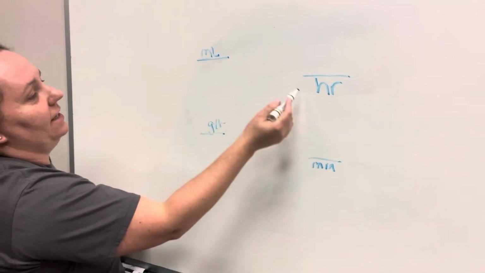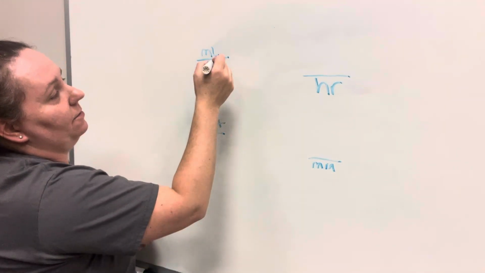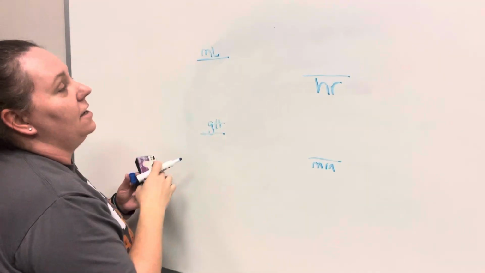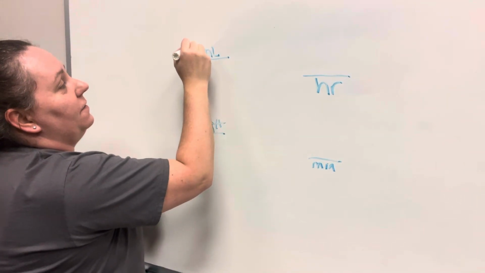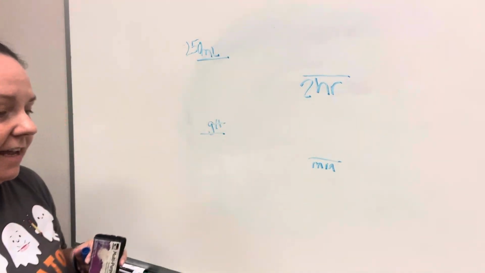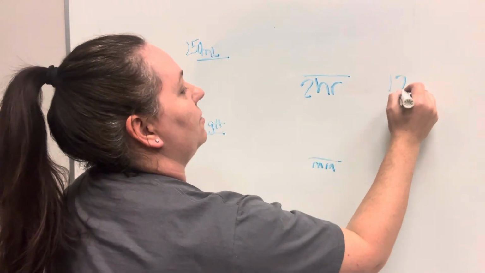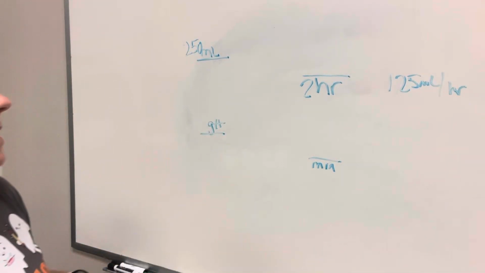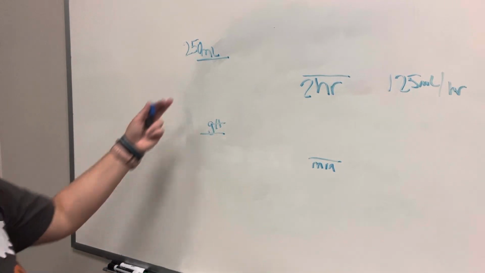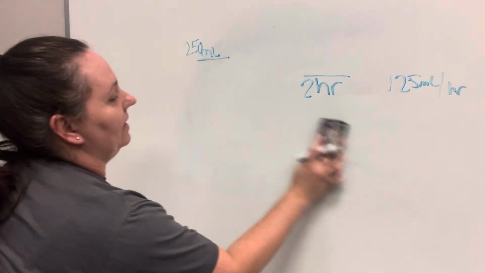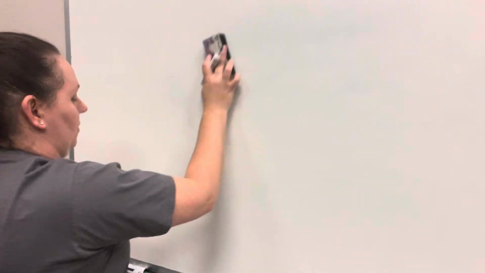So if we're doing milliliters per hour, that is pretty easy. We don't even have to do dimensional analysis all the way across, because we have 250 milliliters by 2 hours. So then we just divide that, and we have 125 milliliters per hour. So that one's super simple because it just has 2 components. But what if we need to do something a little more complex again?